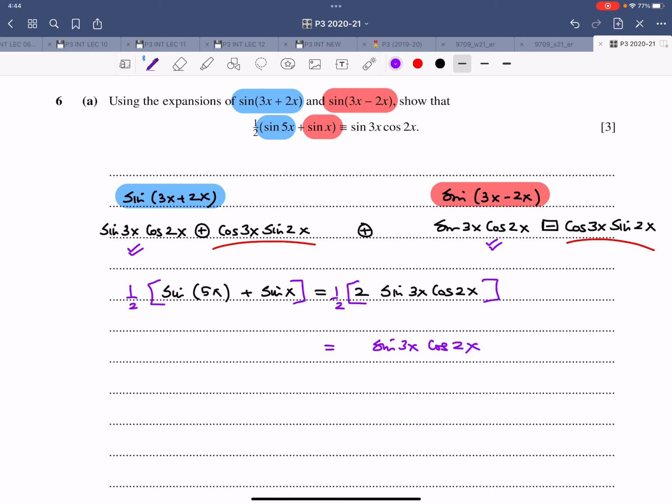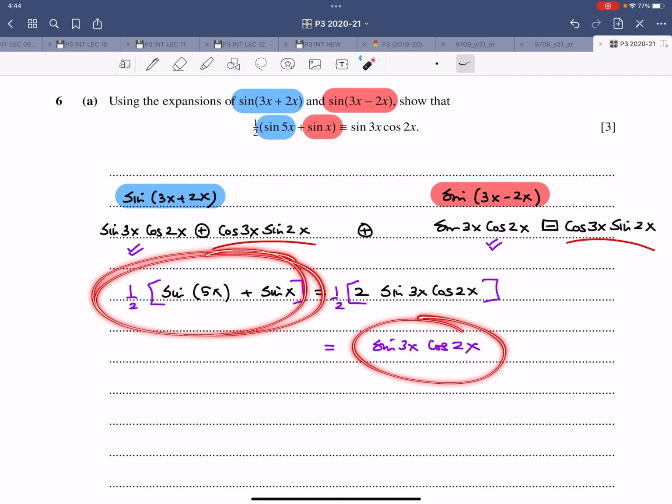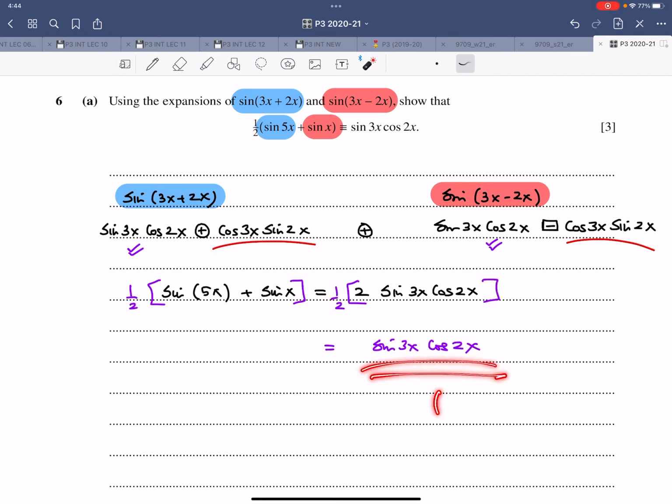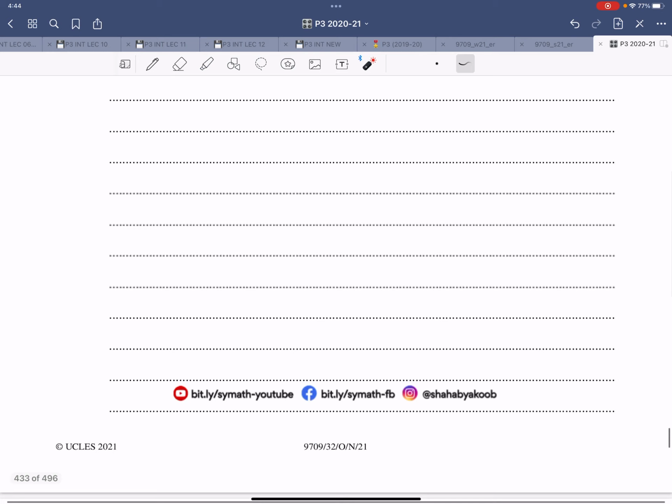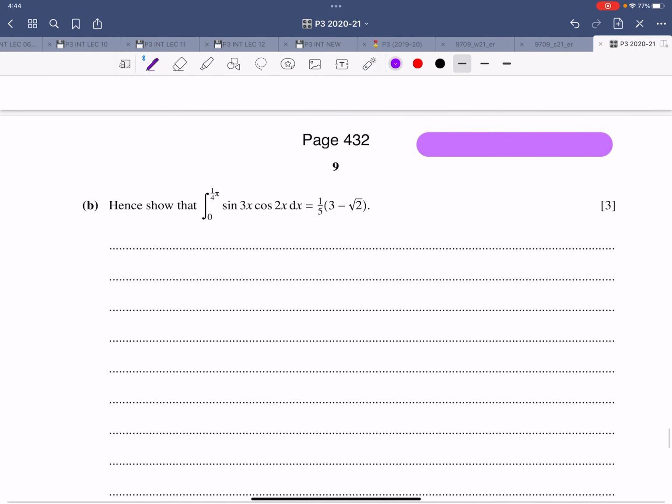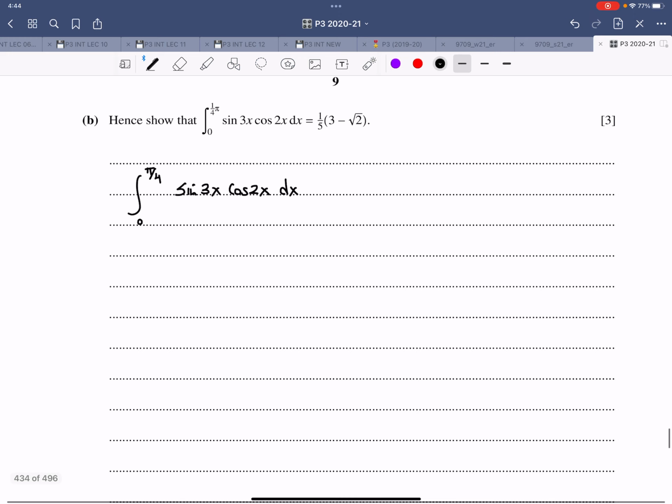In other words, let me emphasize it further. This thing is equal to this thing, or this thing equals to this thing. Why am I pointing this way? Because that is exactly what the integration part is asking for. So therefore, integral between the limits 0 and pi by 4 of sine 3x cosine 2x, I have to integrate it, but it's not possible in this particular format. So half is outside, 0 and pi by 4. And then this is sine of 5x plus sine of x.